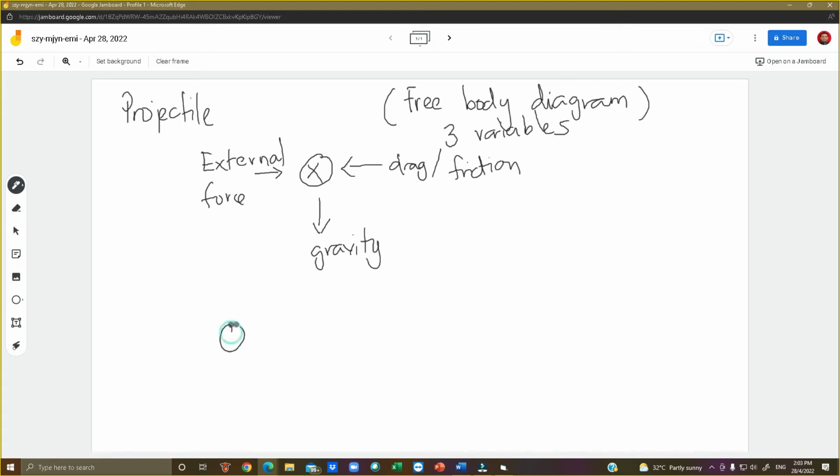Example, bola, kita sepak dia. So when we kick the ball, we give the ball force. The ball is going to move in the direction of the force being applied. Bila dia bergerak, they will be subjected to drag ataupun friction. At the same time, there will be gravity pulling it downward. So ball is a projectile.